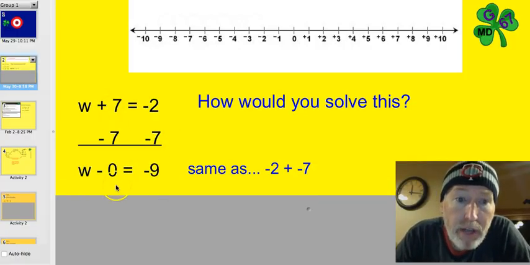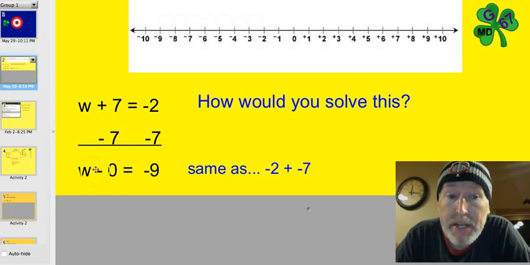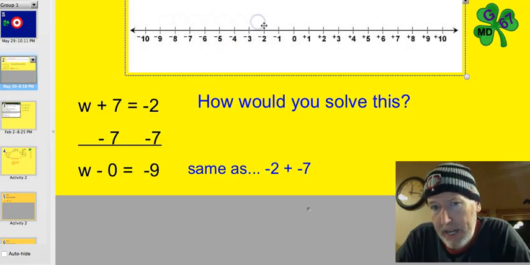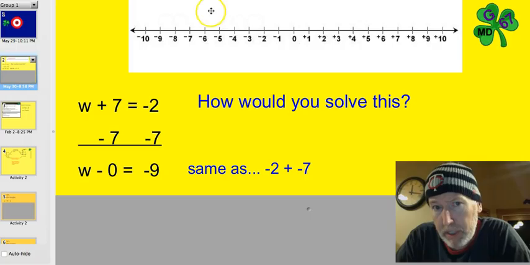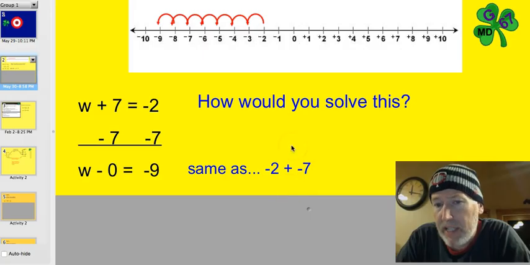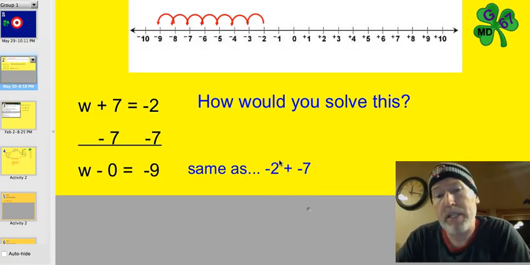When you do that, you're left with just W minus 0 here because you had positive 7 and a minus 7. So you just got W minus 0 equals a negative 9. Over on this side, you have this negative 2, and now you're subtracting a negative 7. You're at negative 2. You subtract a negative 7. You get over here to negative 9. Keep in mind that negative 2 minus 7 is really the same as negative 2 plus a negative 7. I like to think about it this way. It helps me add them more easily.